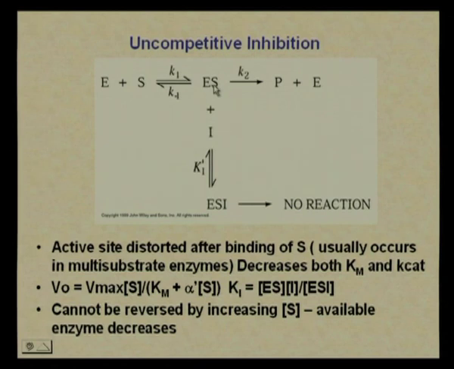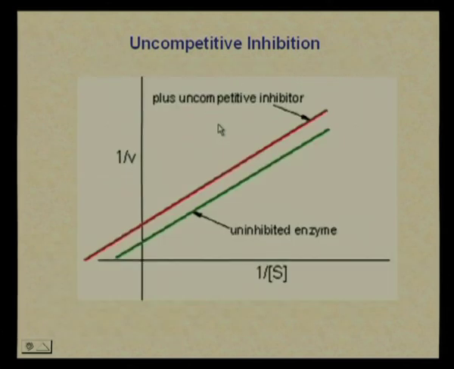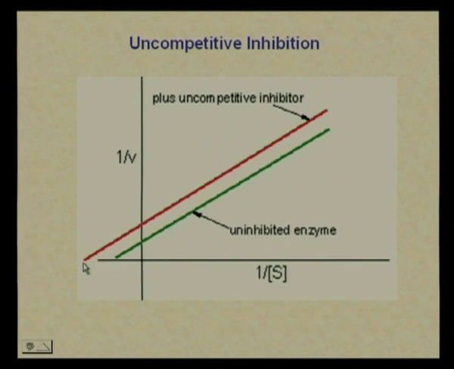And because the available enzyme again is decreased, even if you add more substrate, nothing is going to happen. So, what do our kinetic curves look like for uncompetitive inhibition? It is going to be a parallel line. Why? First of all, you know that this red line, the line with the inhibitor, is always above the uninhibited enzyme, because the reaction is now slower. But what has happened to our Km?